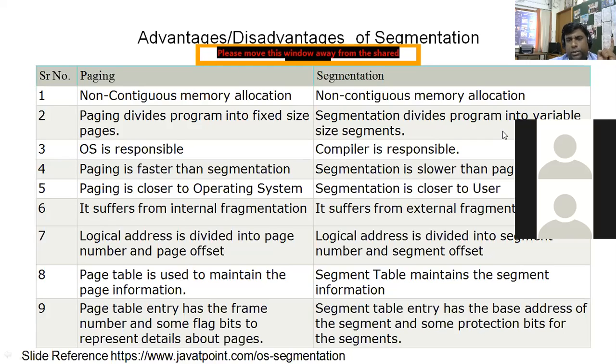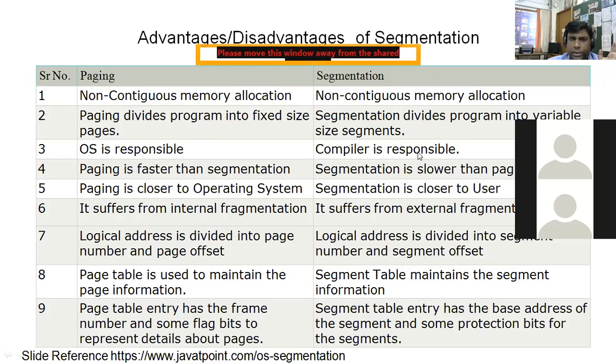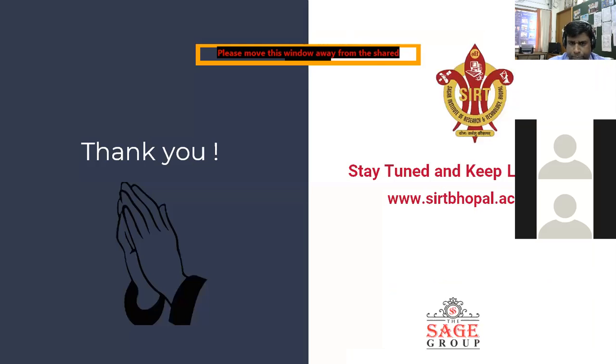Definitely segmentation is close to the user, whereas paging is close to the operating system. So paging is faster as compared to segmentation. Paging is closer to the operating system, segmentation closer to the user. Paging suffers from internal fragmentation, segmentation suffers from external fragmentation. Logical address is divided into page number and offset, and in segmentation into segment number and segment offset. So these are the differences between paging and segmentation, but both are the same in general because both provide memory for a process.